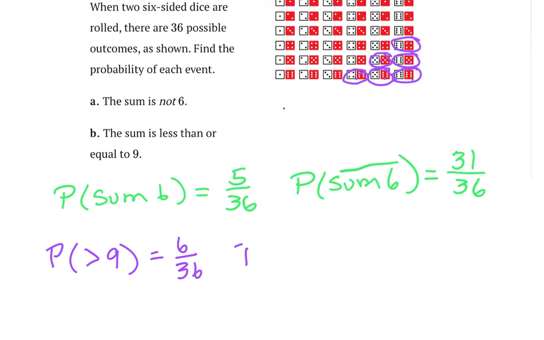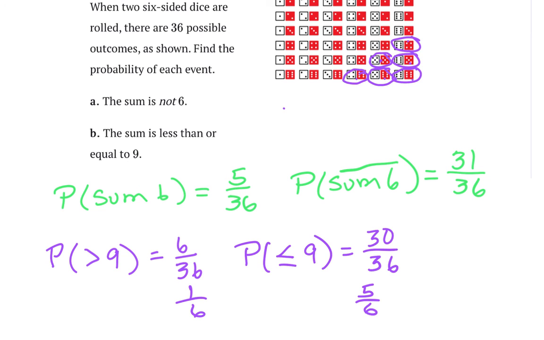So the probability of the opposite of that, that it's less than or equal to 9, would have to be 30 out of 36. And of course I can reduce those fractions down. That would be 1/6. This would be 5/6. Okay, so the probability of the complement is the probability that the opposite of something happens.